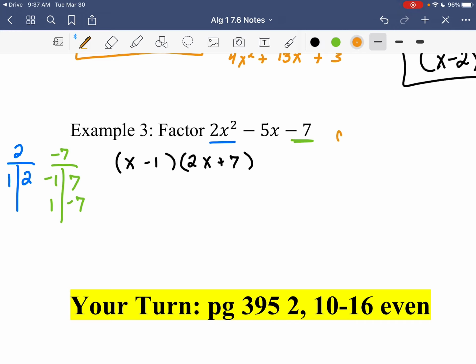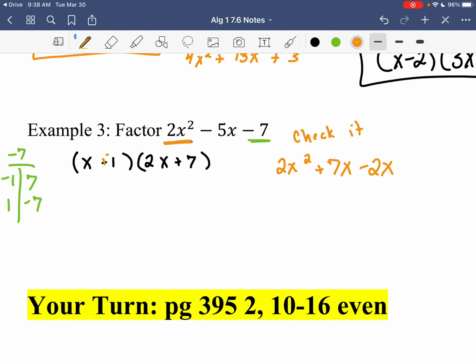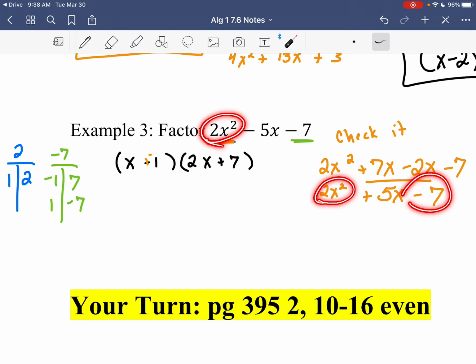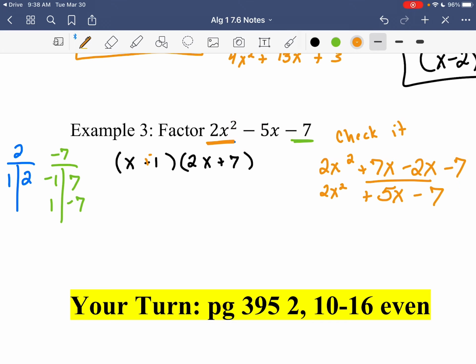Okay, so now we're going to check it. Again, that's a negative 1. So we have 2x squared, which is good. That's what we wanted. Plus 7x minus 2x minus 7. Okay, so we've got 2x squared. My middle terms end up giving me positive 5x minus 7. Did I get it? Ooh, close. We got 2x squared. We got this negative 7, but here we have positive 5x. We want negative 5x, which tells me that this worked except for the sign.